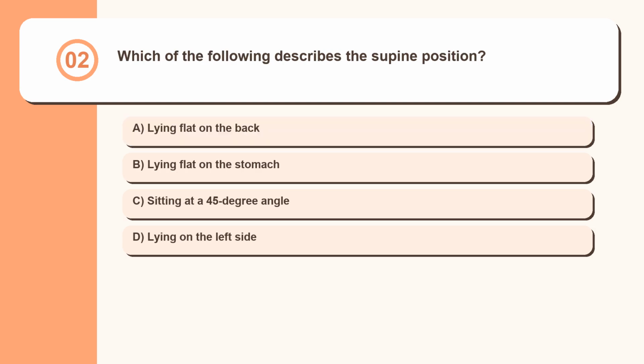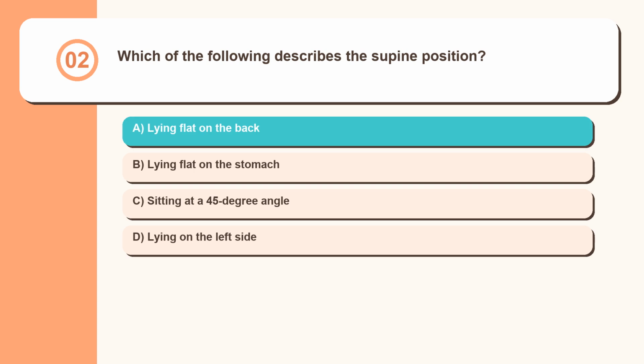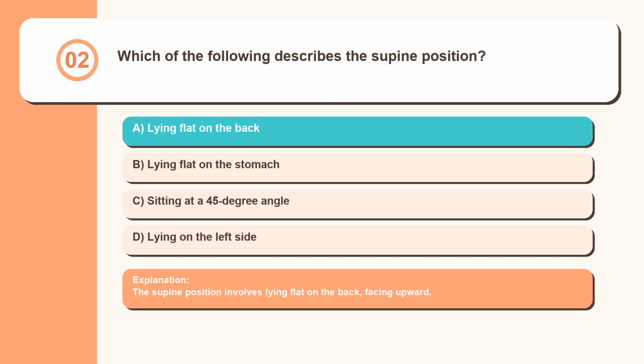Question 2. Which of the following describes the supine position? Lying flat on the back, lying flat on the stomach, sitting at a 45-degree angle, lying on the left side. The supine position involves lying flat on the back, facing upward.